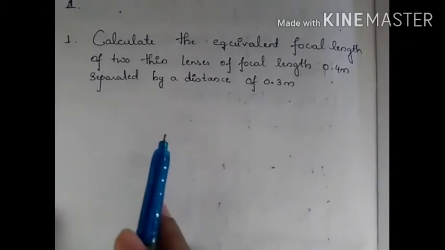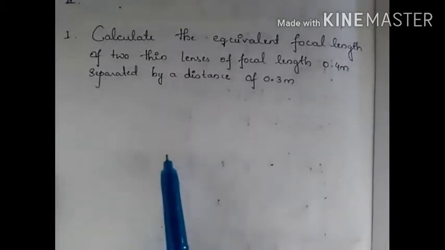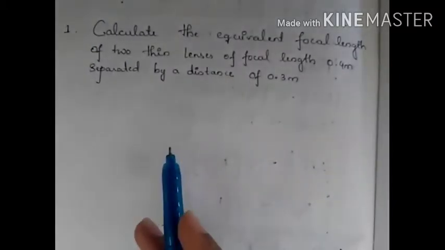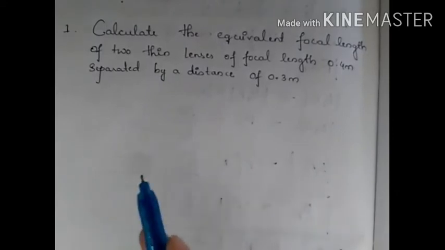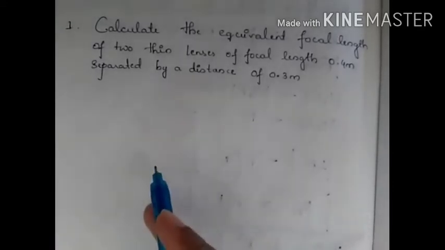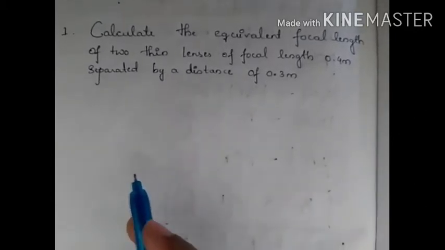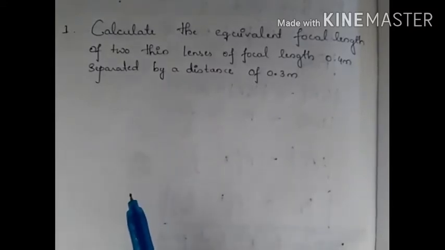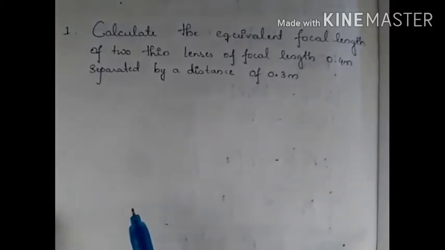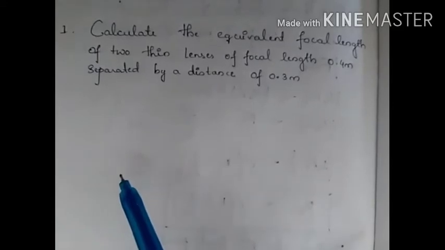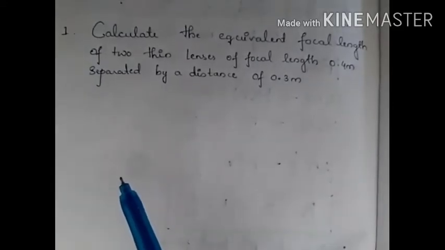In the last class, we have learned about the cardinal points of a coaxial optical system of two thin lenses separated by a distance. In that, we learned two principal points and two focal points, and we gave them the names first principal point and second principal point. For focal points, it is again the same: first focal point and second focal point. So we found the position of the first and second principal points and the position of the first and second focal points. So we understood what alpha 1, alpha 2 and beta 1 and beta 2 are.